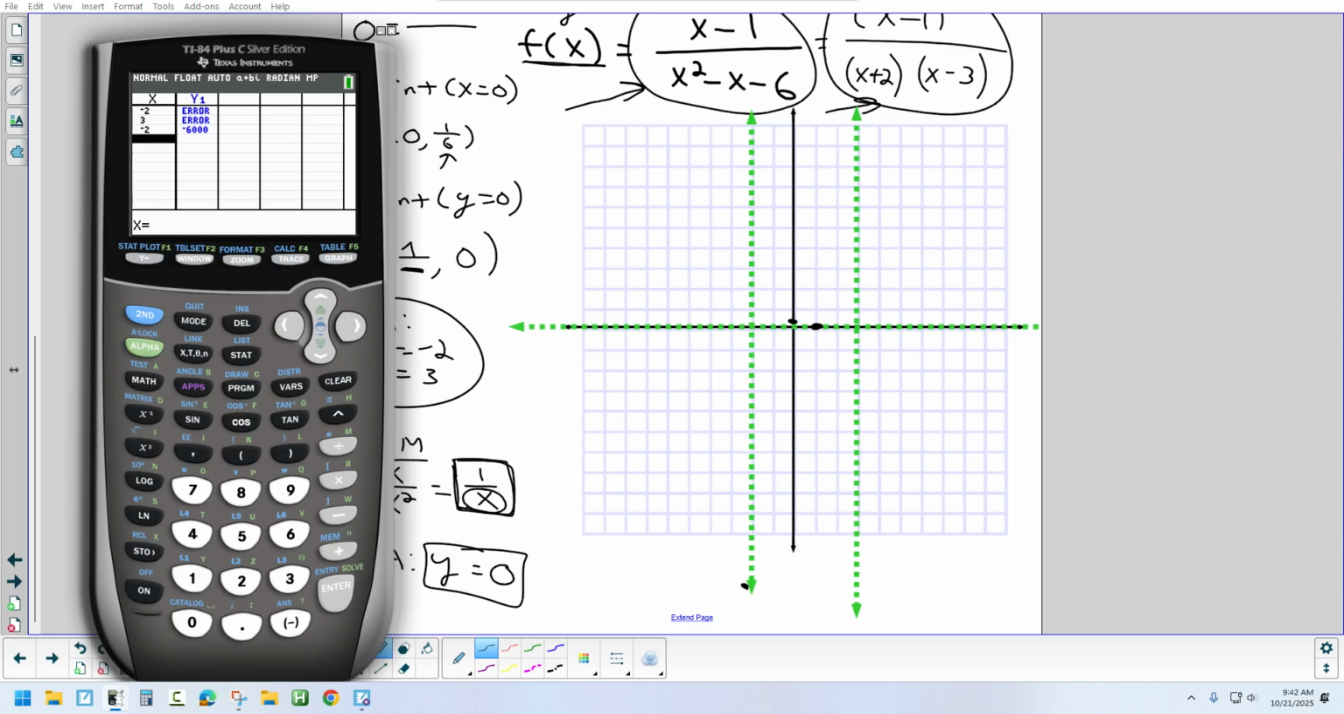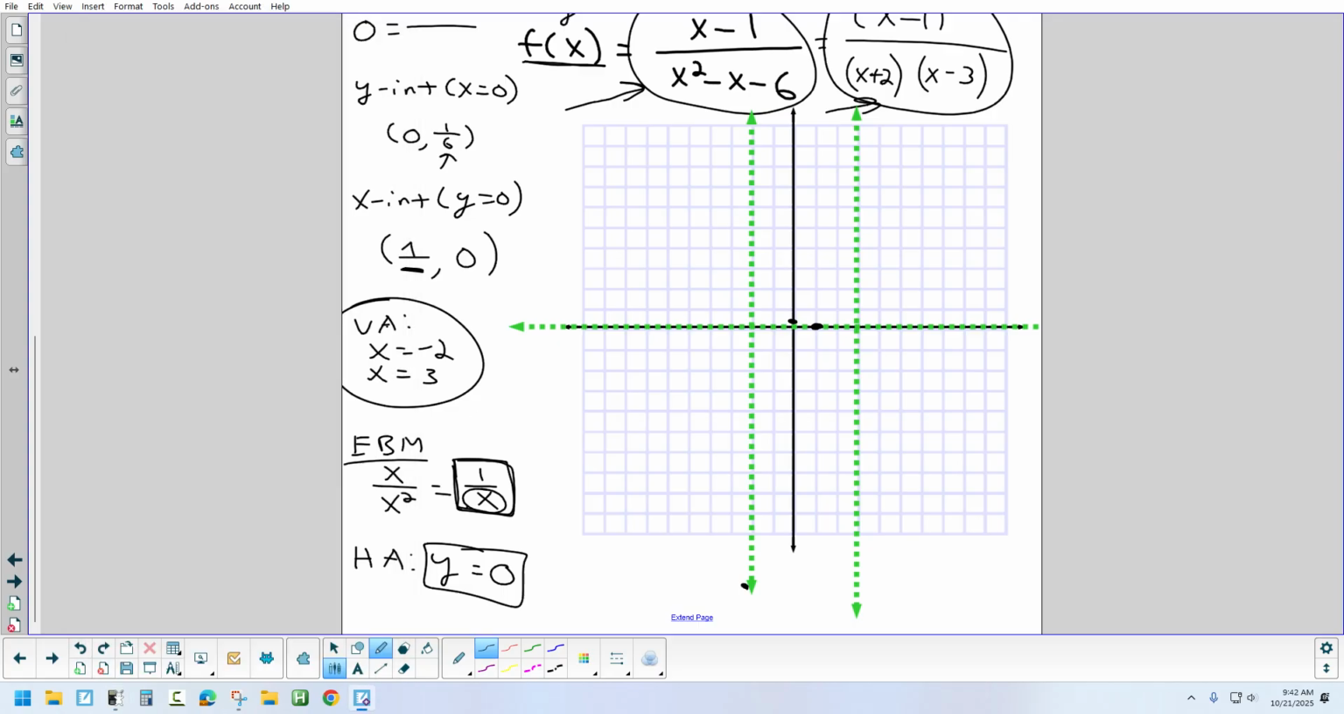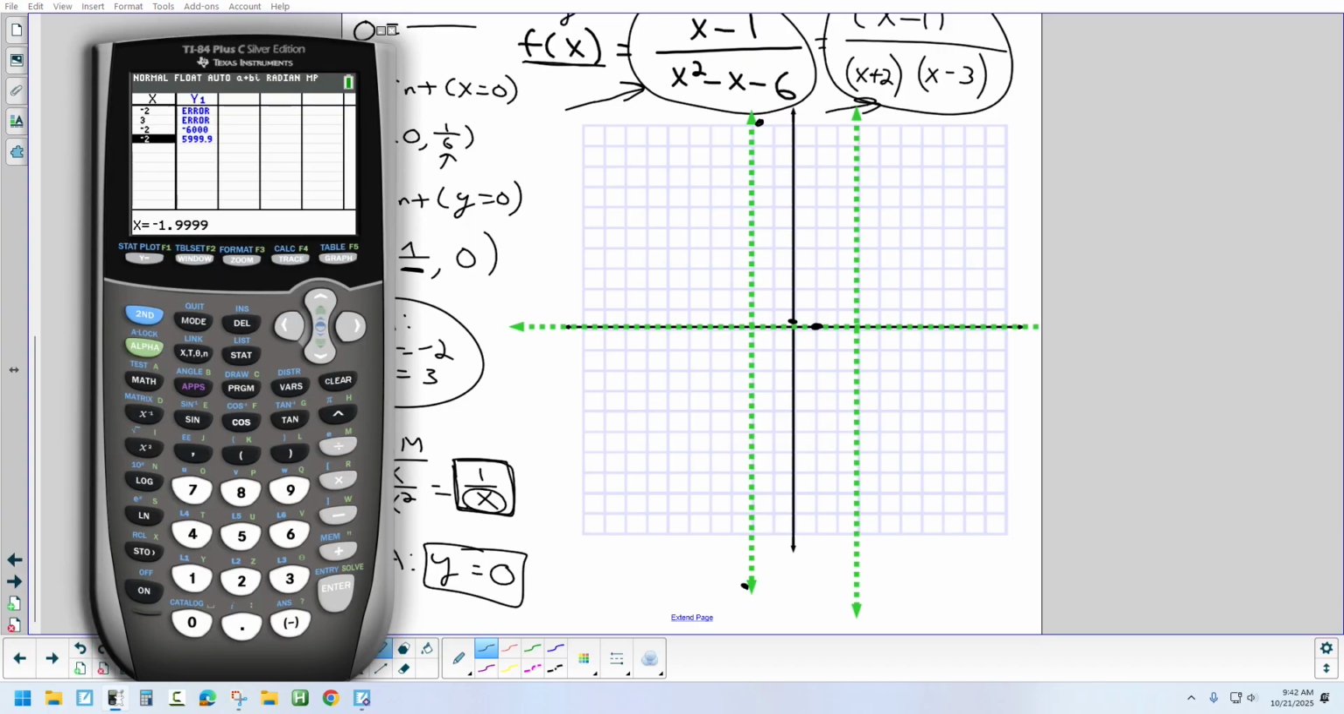What would be a number that's just a little bit bigger than -2? Yep, -1.999. And when I plug that in, I'm up at +6,000. So that's what usually happens. One side is very low, other side is very high. Okay, so we got that point. And now let's check what happens near 3. One side is going to be low, other side is going to be high. Okay. What's a number that's a little bit to the left of 3?